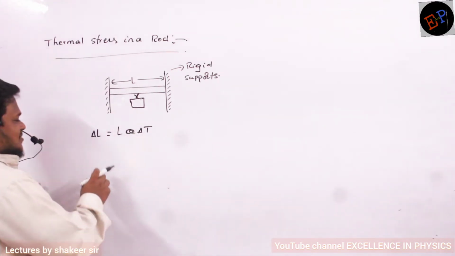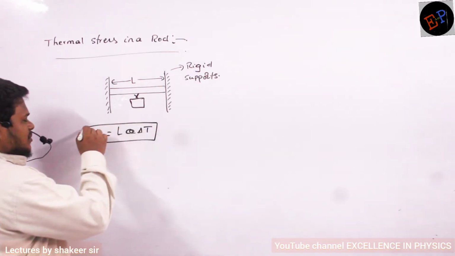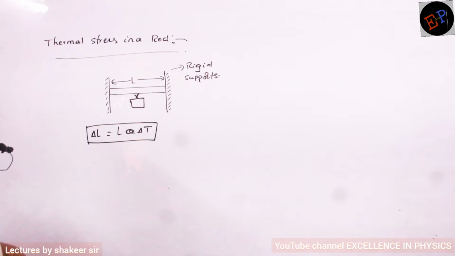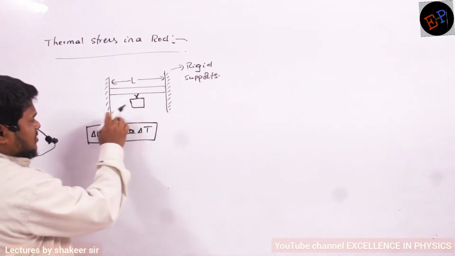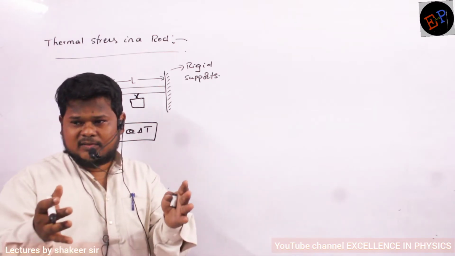Okay. So delta L is equal to L alpha delta T. This should be the change in length because of the rise in temperature. Clear? But these supports are trying to compress the rod. They are trying to compress the rod.